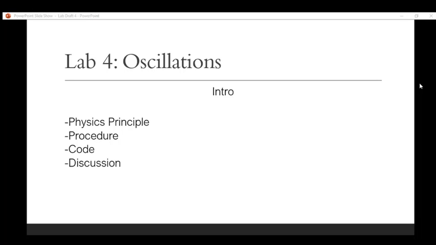This is Lab 4 Oscillations. I will first go over the physics principles behind this lab, then I will summarize the procedure, then I will go over my code, and then I will discuss and analyze the results.